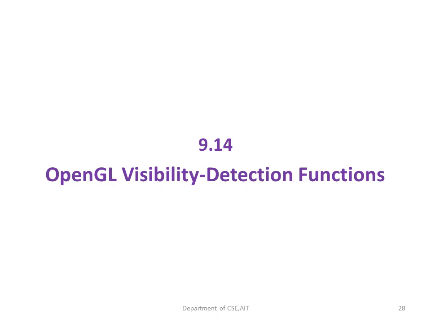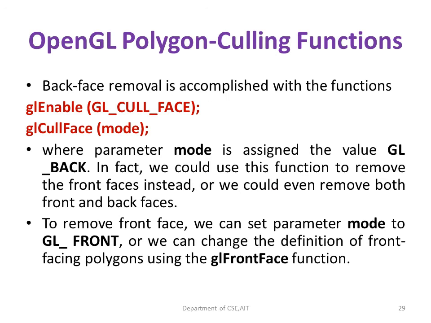Now we will see some of the functions which are associated with the visibility detection. Backface removal can be done by making use of an API which is called glCullFace mode, and this mode depends upon which face you want to remove. If you want to remove the back face, you have to give it as GL_BACK. If you want to remove the front face, you have to give it as GL_FRONT. If you want to remove both front and back, you can give it as GL_FRONT_AND_BACK. But just before going for that API, make sure that you use glEnable.